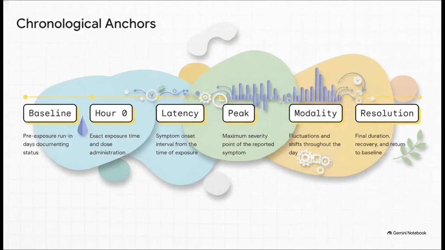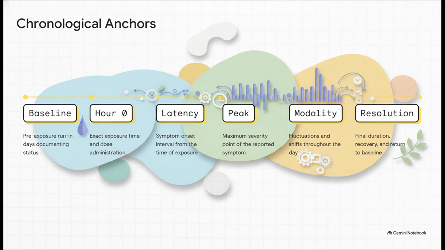To really understand how this works, we have to tackle a fundamental law of observation laid out in Dr. Samuel Hahnemann's Aphorism 130, the law of succession. Basically, before building a finalized portrait of a remedy, we have to nail down 6 chronological anchors. We start with the completely unmedicated baseline status. Then, we log the exact exposure time at hour 0. From there, it's all about tracking. We measure the latency of symptom onset, pinpoint the peak intensity, see how it fluctuates based on the time of day, right down to its final resolution.